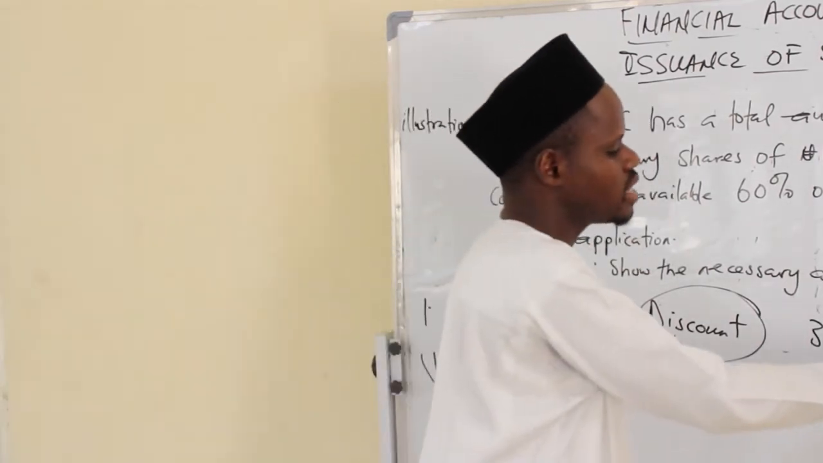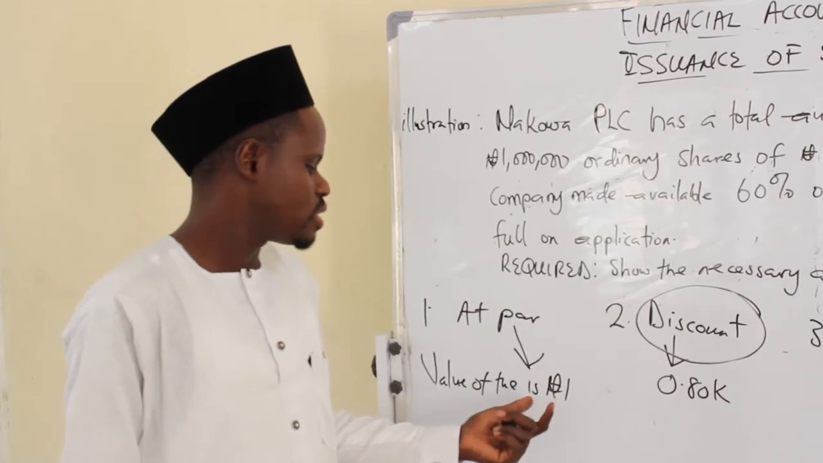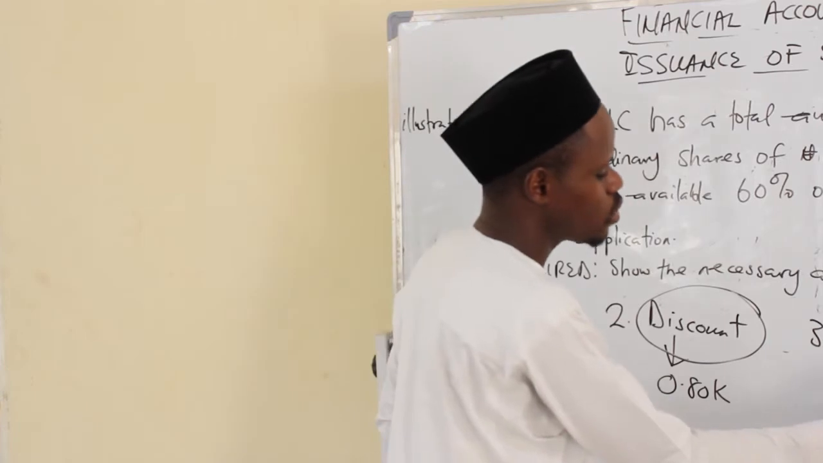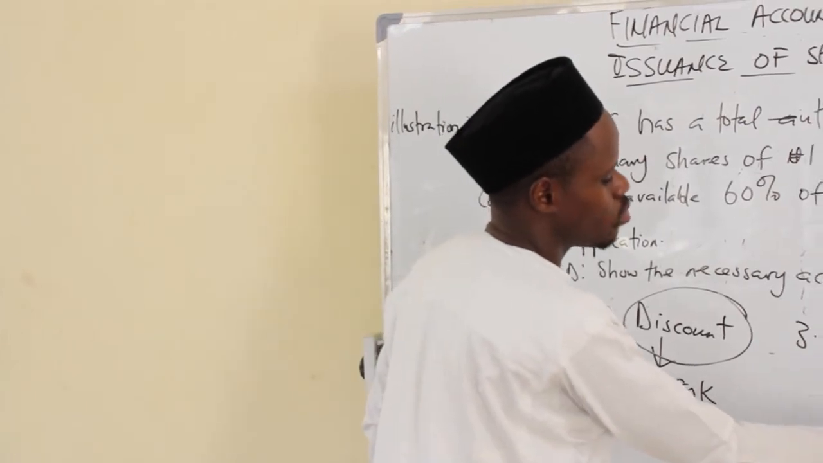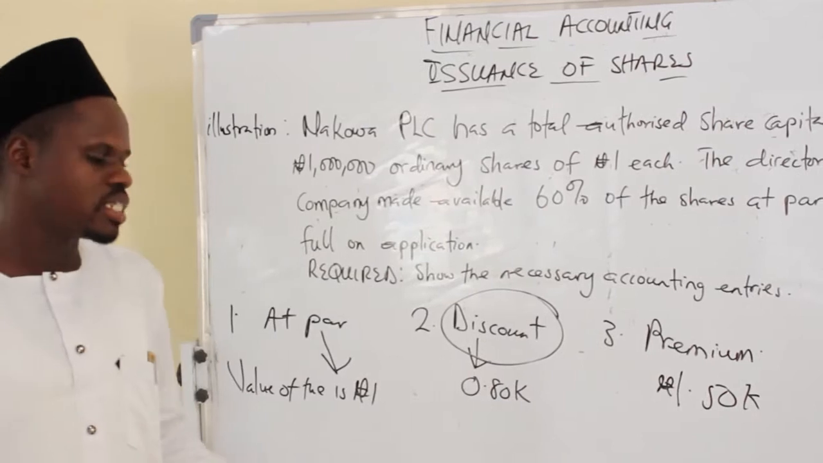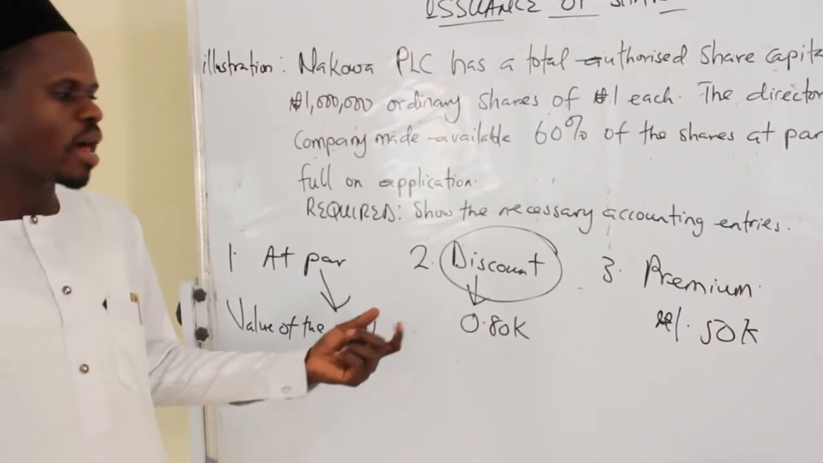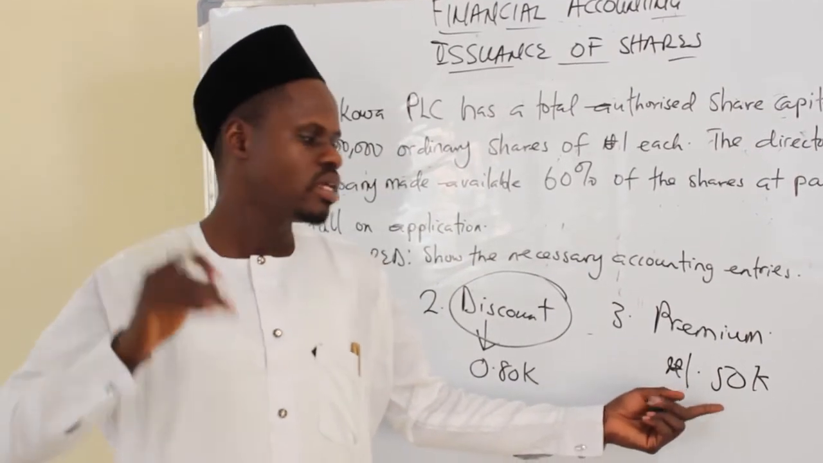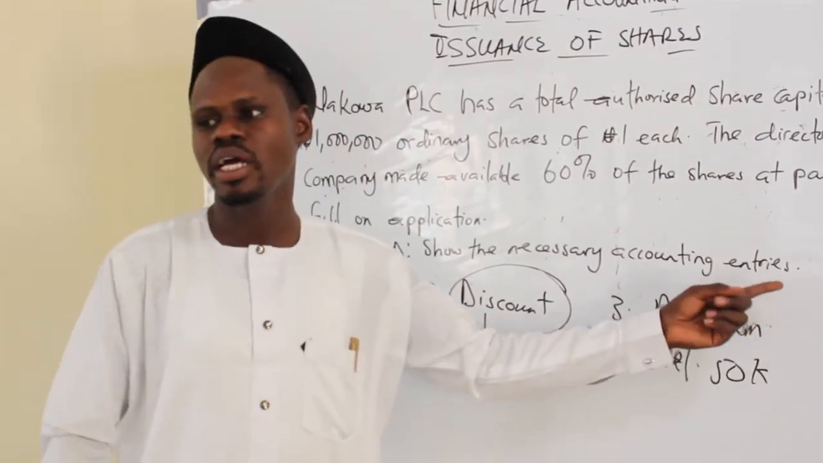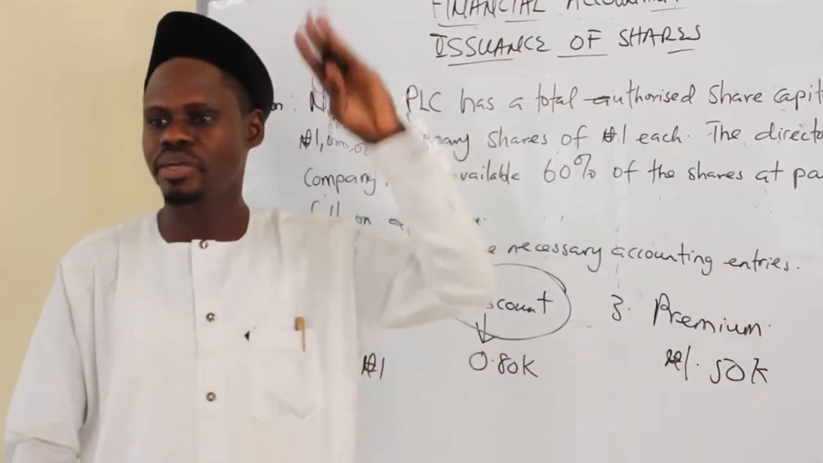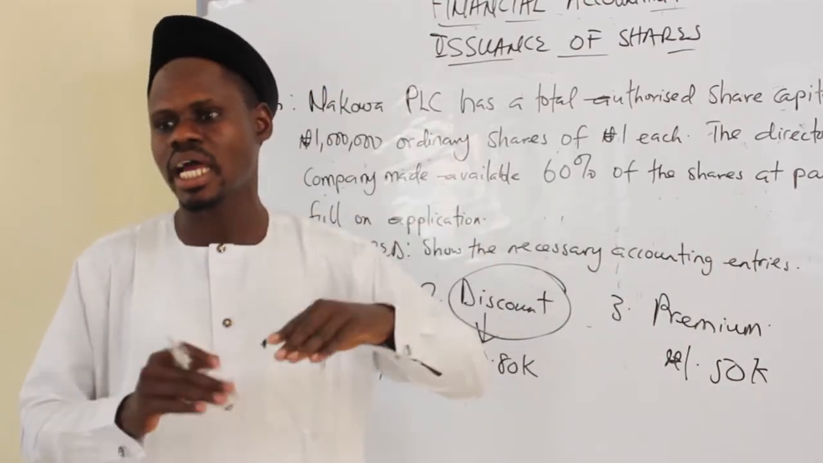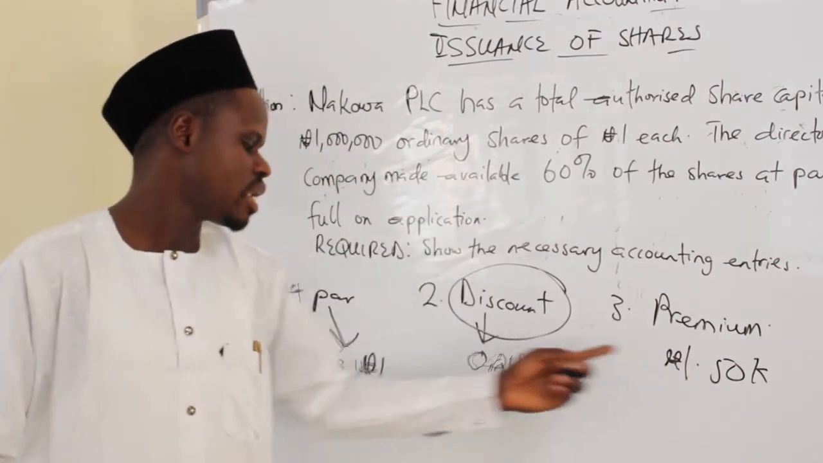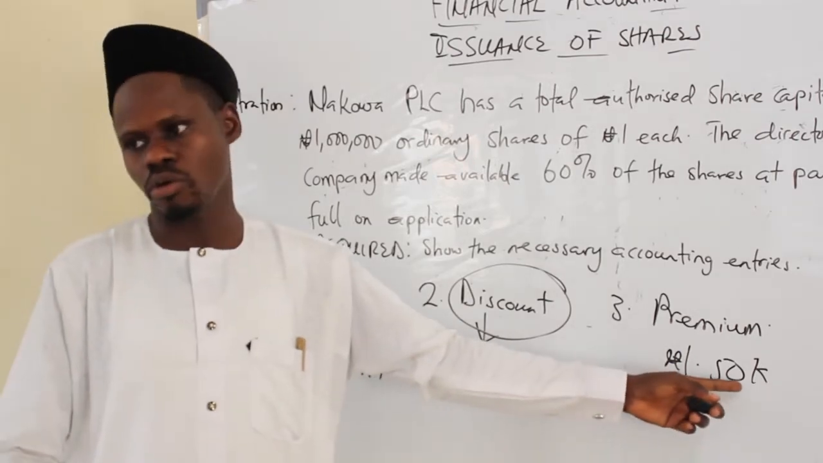Now, when we say selling shares at premium, like we said, maybe the value of the shares is 1 naira, and the board of directors decide to sell it at maybe 1 naira 50 kobo. We could see that the nominal value is 1 naira, while the board of directors have decided to sell it at 1 naira 50 kobo. It is higher than the nominal value. Then in such a scenario, the board of directors are selling the shares at premium. The market price is higher than the nominal price by 50 kobo.